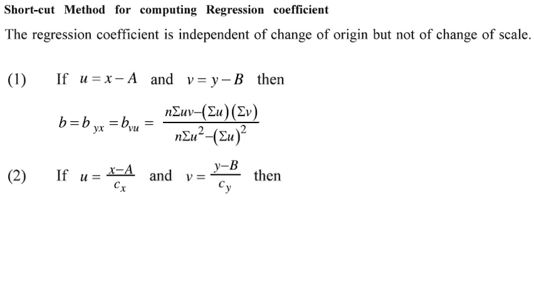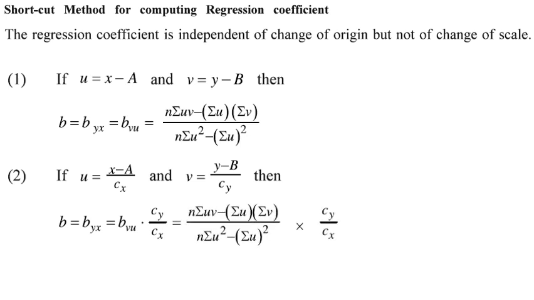If u is x minus a upon cx, where cx is the value with which we are dividing the x variable, and v is y minus b upon cy, where cy is the value with which we are dividing the y variable, then when this kind of situation arises, b, that is byx, is equal to bvu, where bvu is the formula above, n summation uv minus summation u summation v upon n summation u square minus summation u the whole square. The whole formula is bvu into cy upon cx.